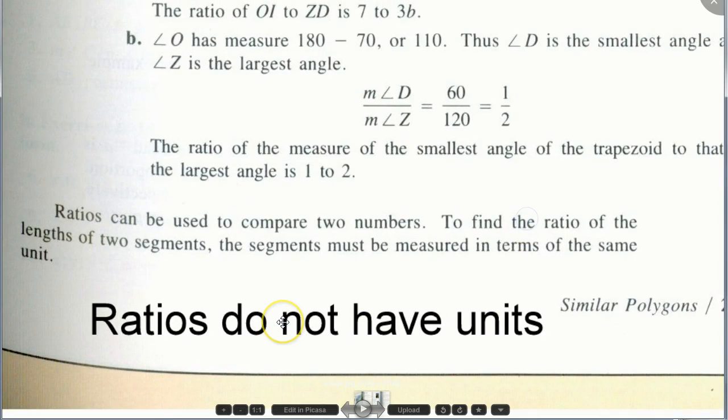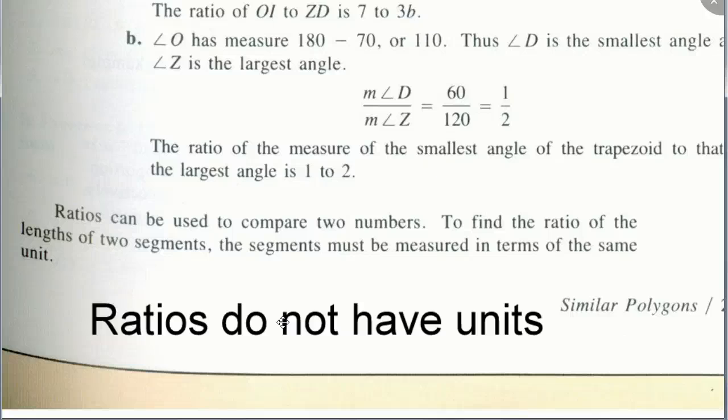I want you to write this down. Ratios do not have units at all. Why is it that ratios do not have any units? Because if you put down units for a ratio, then you did something wrong. You shouldn't have any units for a ratio. The book doesn't say that, but they should.